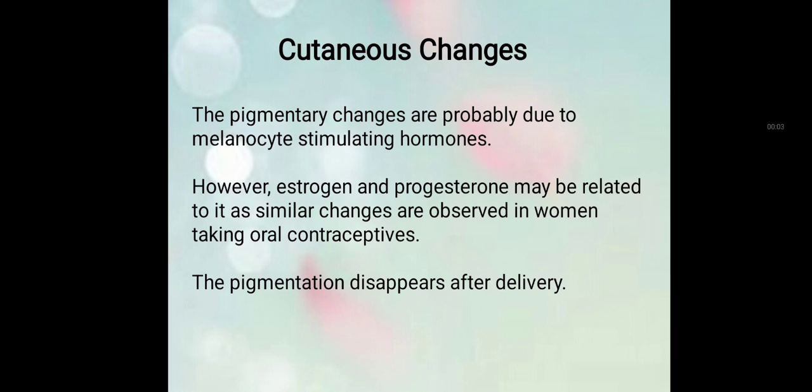Cutaneous change: pigmentation occurs in pregnancy, probably due to melanocyte stimulating hormone, which is a peptide hormone mainly secreted by the pituitary gland, and in pregnancy may be produced by the placenta. Other hormones involved in this pigmentation: estrogen and progesterone, which is supported by similar changes occurring in patients taking oral contraceptive pills. This pigmentation is self-limiting, disappears after delivery, and has no effect on pregnancy apart from a cosmetic issue for the mother.